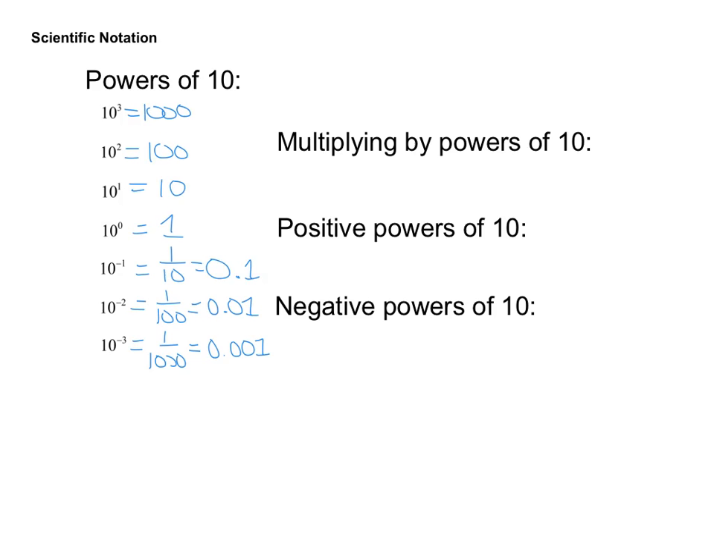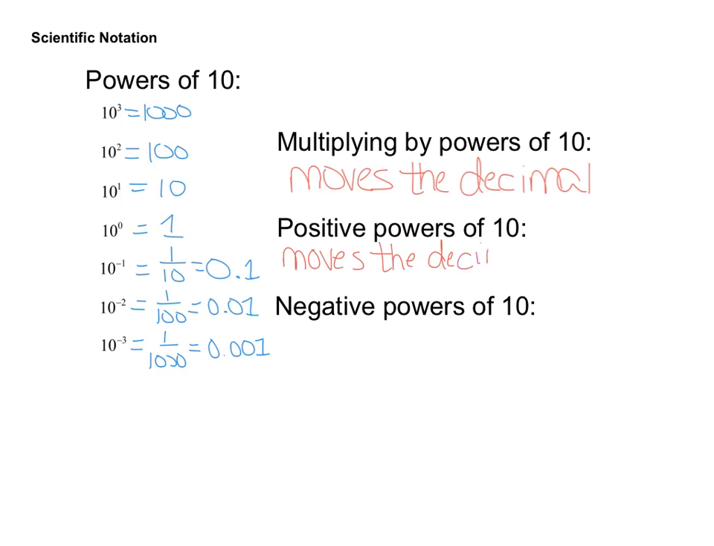And what you're going to see is that multiplying by powers of 10 moves the decimal. That's all a power of 10 does when you multiply by it. It's either going to move the decimal left or right. A positive power of 10, that's these bigger numbers, right? A positive power of 10 moves the decimal to the right, okay, because that's going to make the number bigger, right? If you multiply by 1,000, it makes the number bigger, so the decimal is going to go to the right.